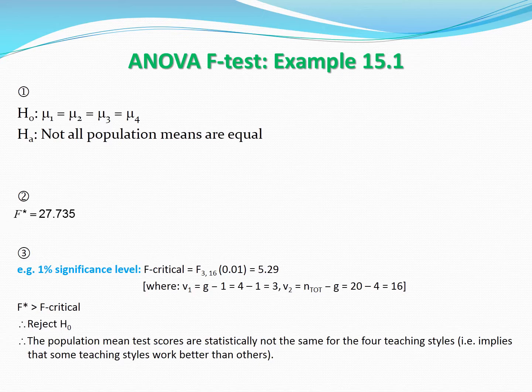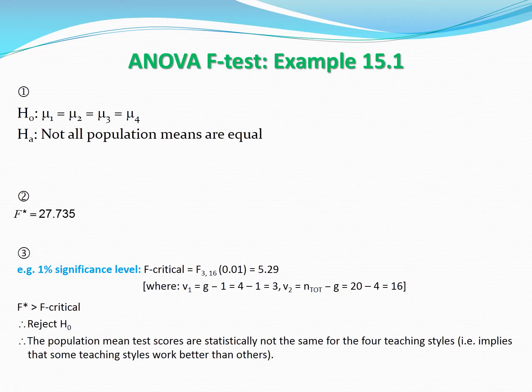5.29. If we compare this value to our F statistic in step 2, we can see that our F statistic will be greater than our F critical value, so we can reject our null hypothesis according to our decision rule. So that means that the population mean test scores are statistically not the same for the 4 teaching styles, which implies that some of the teaching styles work better than the others. And you could also see this from the graph.